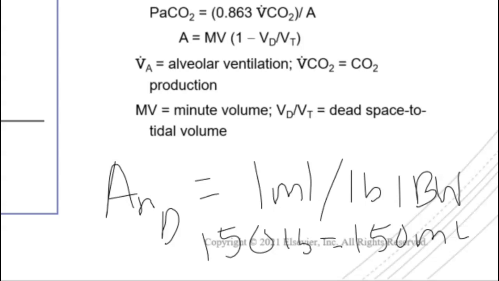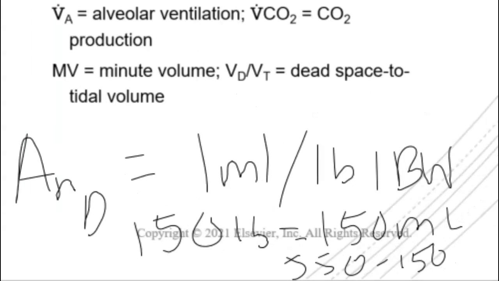So let's say our tidal volume is 550 minus 150. That gives me, I like nice easy math, 300. That equals 300 milliliters. Okay, so that's my new tidal volume. That's my alveolar tidal volume.